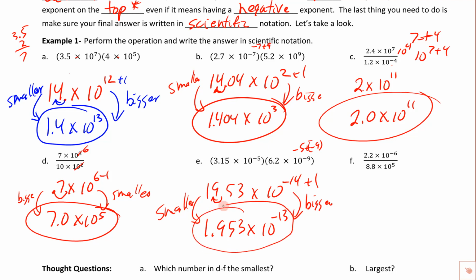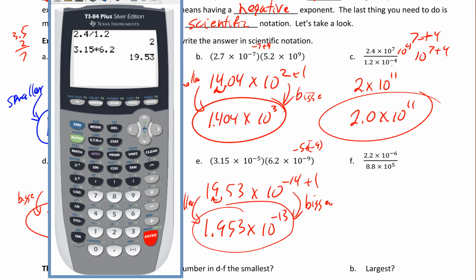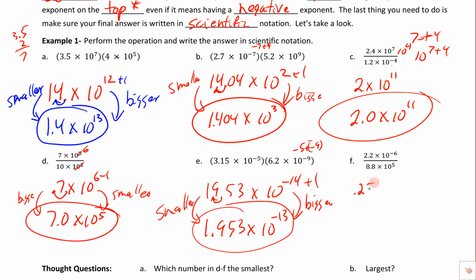So let's take a look at this last one, and then I think we've got a couple thought questions here. This one's kind of interesting. We've got 2.2 divided by 8.8. I'm hoping that that looks kind of familiar and you could figure out what that is. 2.2 divided by 8.8, we end up with 0.25. So this is 0.25. Times 10 to some power.